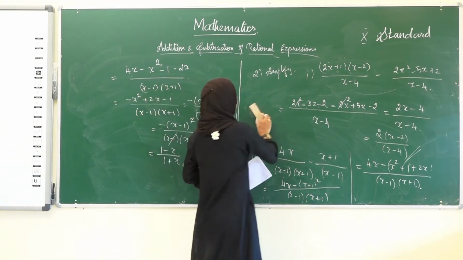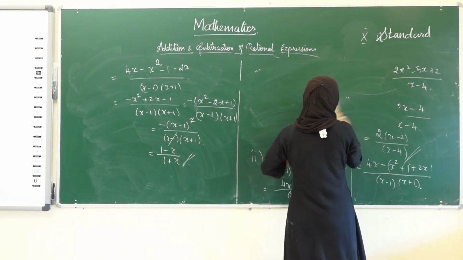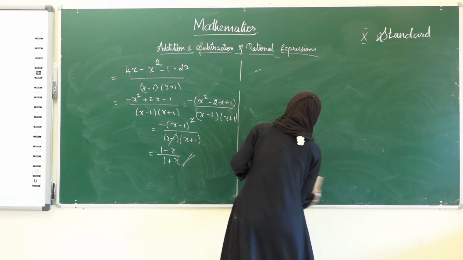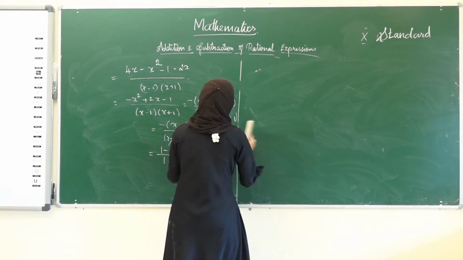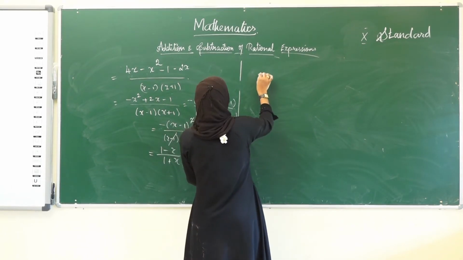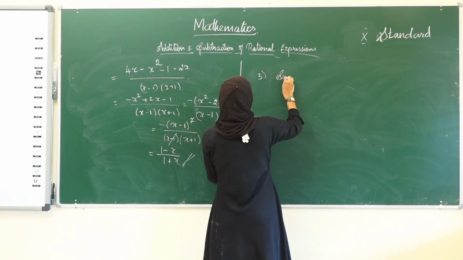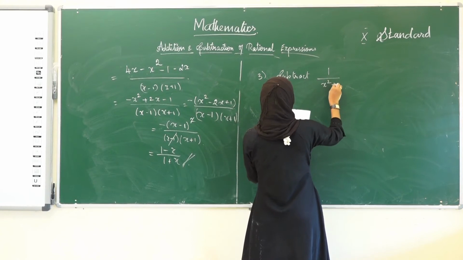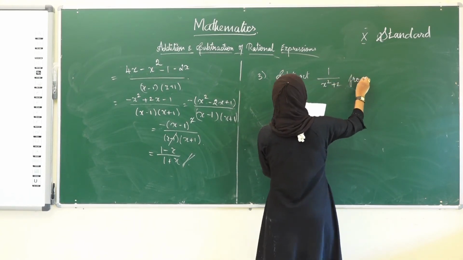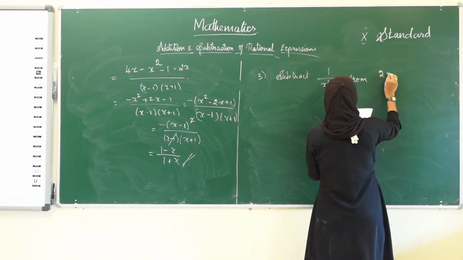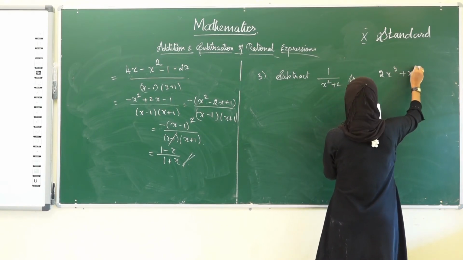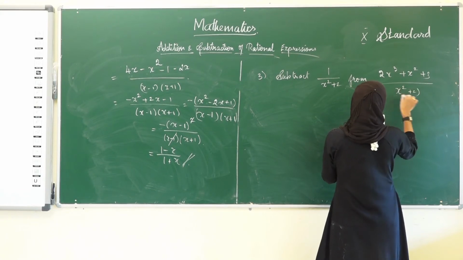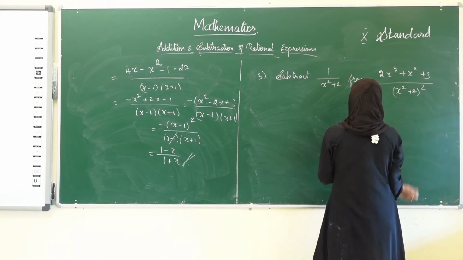Okay. Now the third sum, see the third sum is the assignment for you. I will give you some hint how we have to proceed. Third sum, what they have given: subtract this term from 2x cube plus x square plus 3 divided by x square plus 2 the whole square.